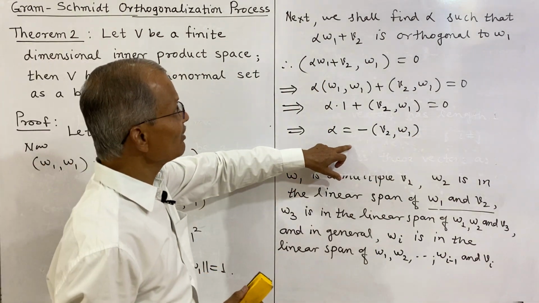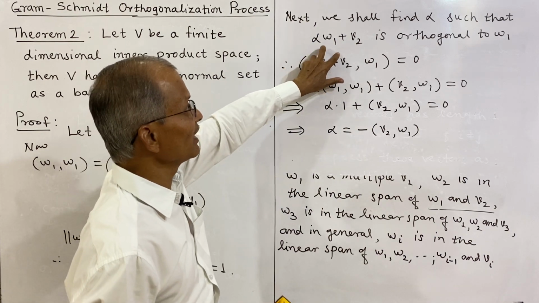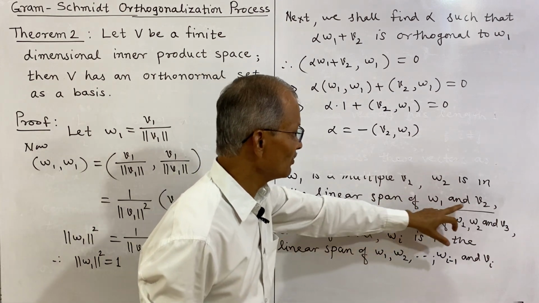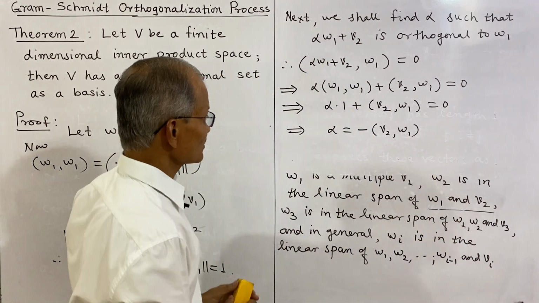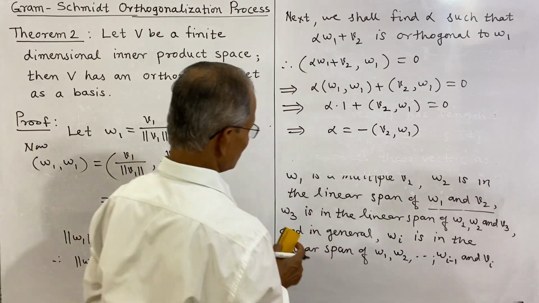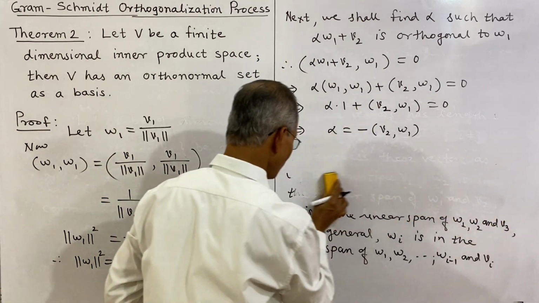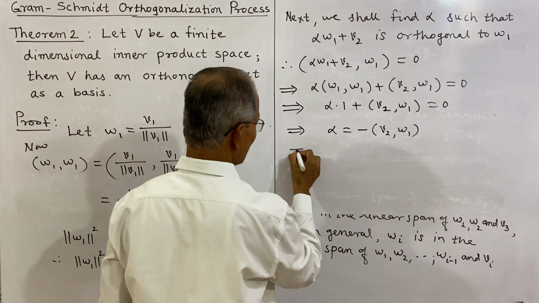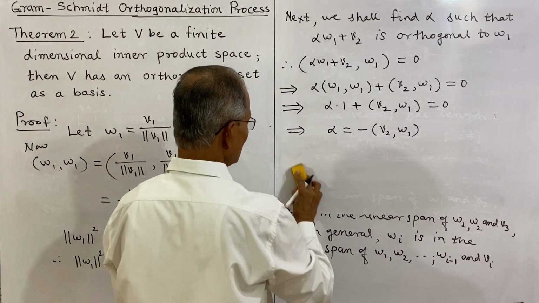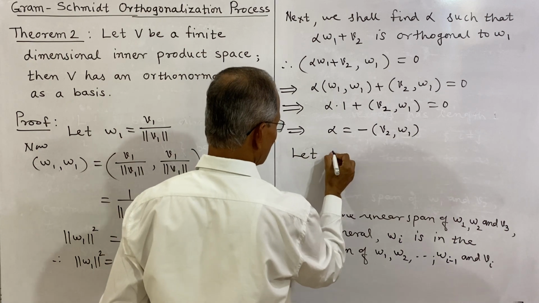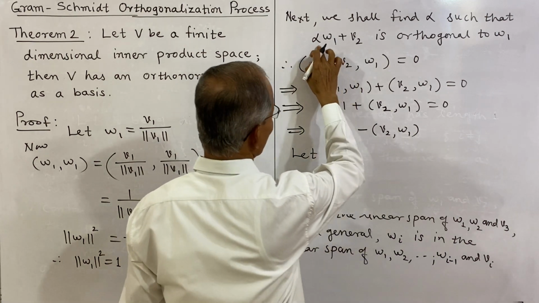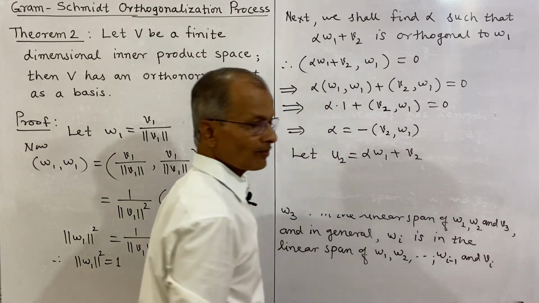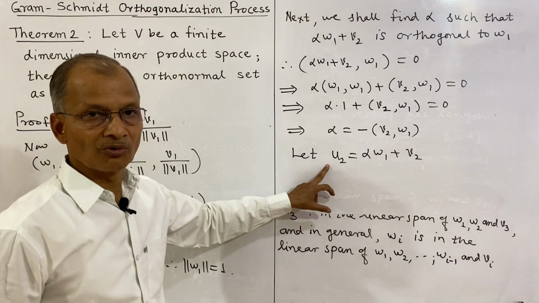Now we use this value of alpha in this combination, and we take this as W2, because W2 is in the linear span of W1 and V2. Instead of W2 we first take it as U2. So let U2 be equal to alpha W1 plus V2. We are purposely denoting this as U2, not U1.